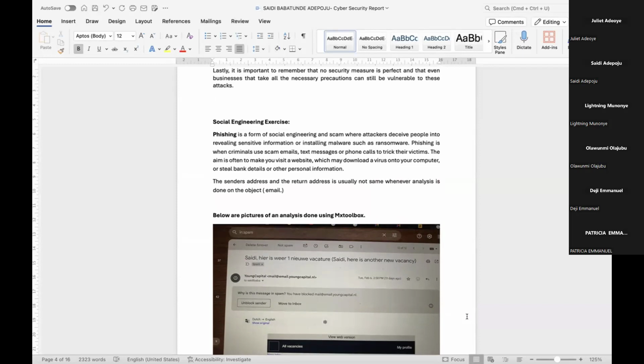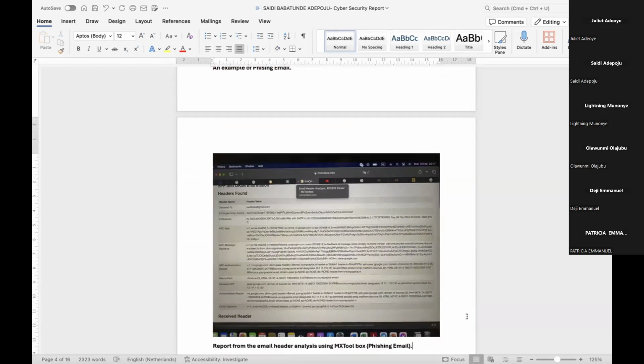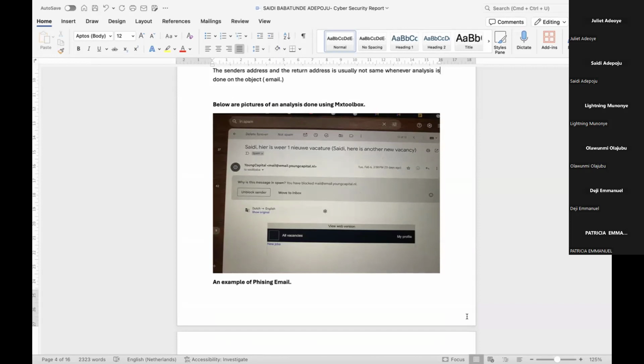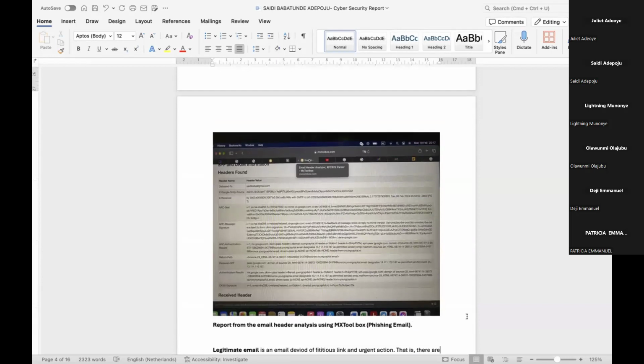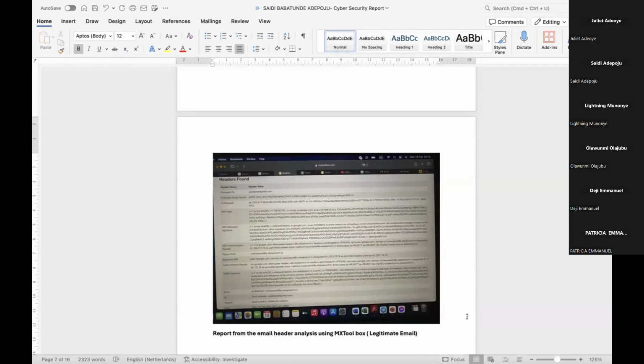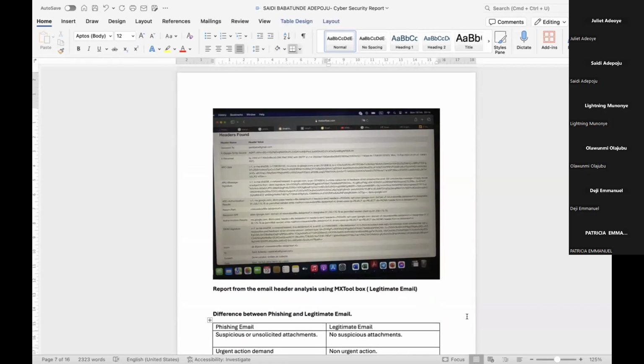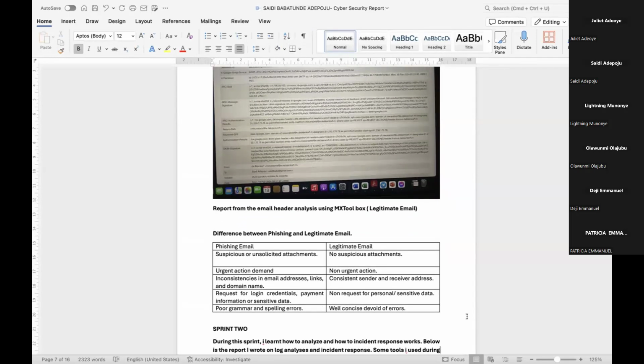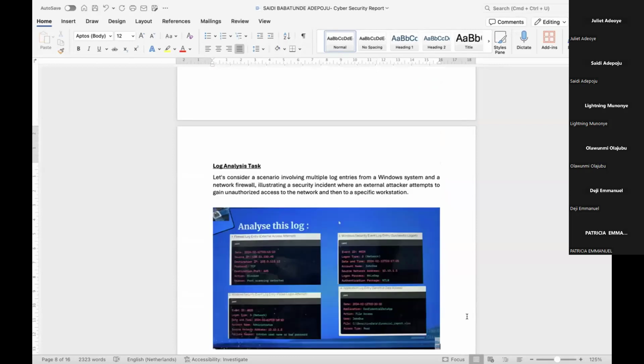Below are screenshots of emails from my inbox that we analyzed, and how to check which are phishing emails and which are non-phishing emails. This screenshot is an example of a phishing email. These are also a report from an email header I analyzed using MX Toolbox for a phishing email as well. We also learned how to identify a phishing email versus a non-phishing email. Below is a table I wrote on the differences between phishing and non-phishing emails during Sprint 1 as well.